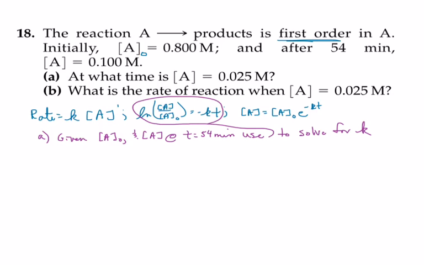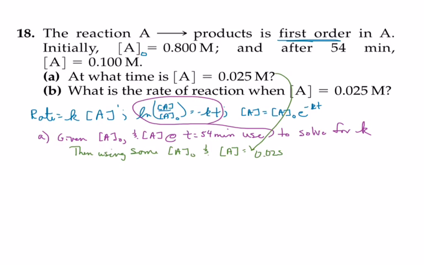And in this case, oh, nope. Now I remember. They told us, not till you get to A, but at the first part, it told you that after 54 minutes, your concentration went from A0 0.800 to 0.100 moles per liter. So to get to K, actually, we're going to go ahead and plug those concentrations in. Those concentrations and the time to get to K. Then we're ready to go ahead.